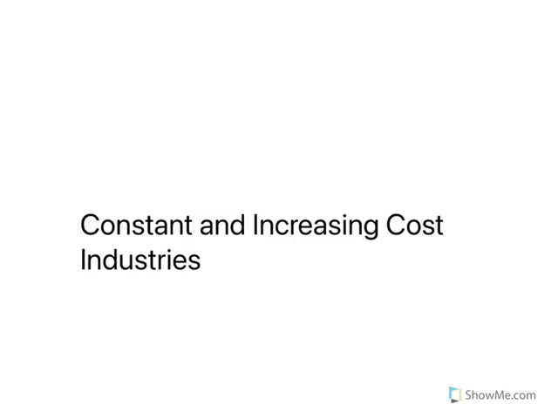Hey guys, it's Mr. Schmidt here, and in the last video for Unit 6, I'm going to talk about constant and increasing cost industries. But before I do that, there is one thing from the last video on fixed and variable costs that I didn't mention that I want to mention really quickly here. And that's the idea of the difference between per unit and lump sum.